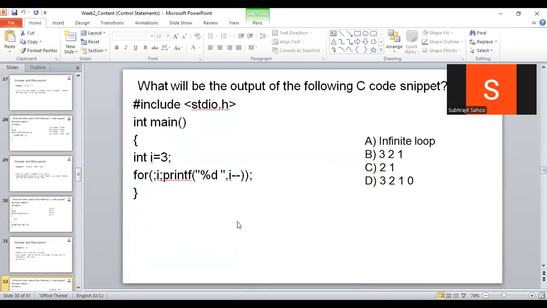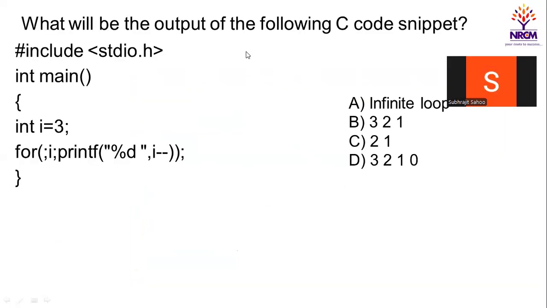Next, 32nd slide, observe. Okay, let me maximize this one. What is given? i equal to 3. Let me take the pen. i equal to 3, so the i container value the first time is 3. Observe. Next, this statement will be over. For this statement, in the memory a container will be created and the value 3 stored.